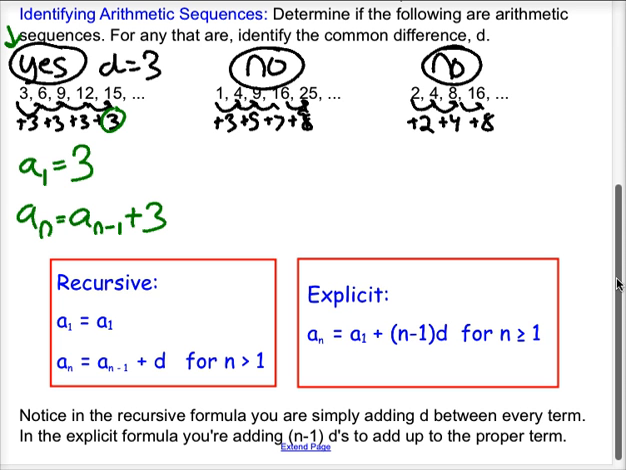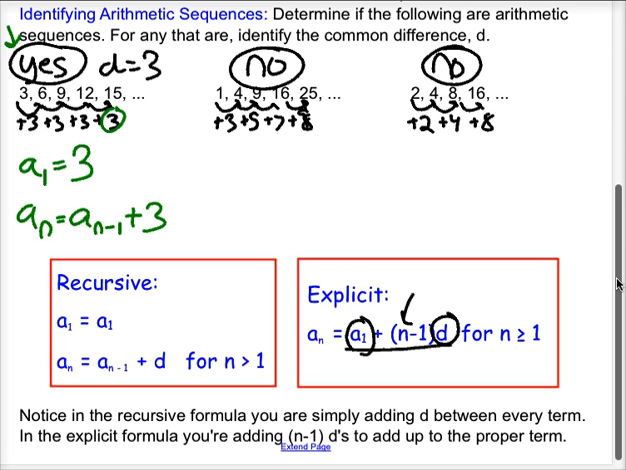So the explicit formula looks like this. For every term, you take that first term, A1, and you are adding on n minus 1 d's. And again, n representing how many terms there are. So again, that n is kind of your variable. The n is what's going to stay. You plug in A1, you plug in d, and then you clean it up. Okay?